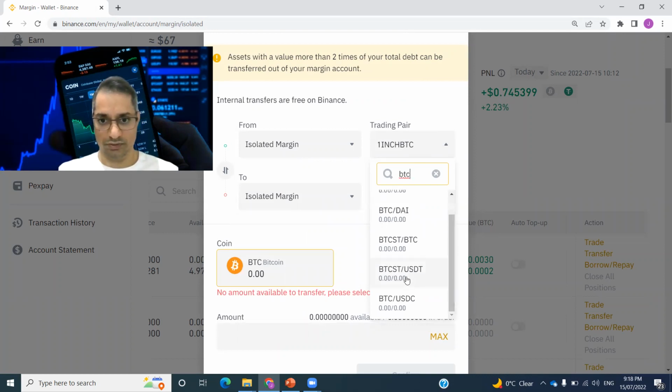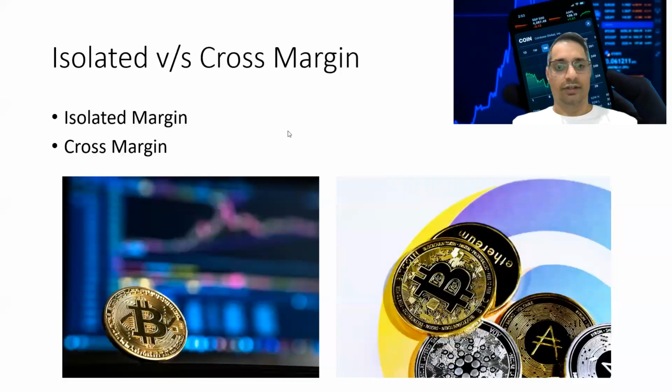BTC, USDT. Yeah, so that was the demo of how to trade on Binance using margin trading. It is a bit confusing when you get started, but you'll get the hang of it as you go on. So that is about it.